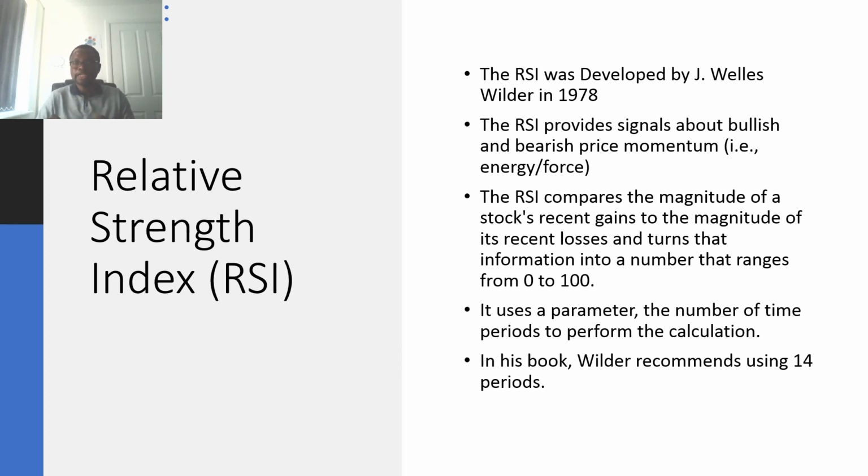If you're using a daily chart, a period is 1 day. If you're using a 5-minute chart, a period is 5 minutes. In his book, Wilder recommended using 14 periods. So on a day chart, using 14 days as a period. On a 5-minute chart, using 14 5-minute bars as your period.